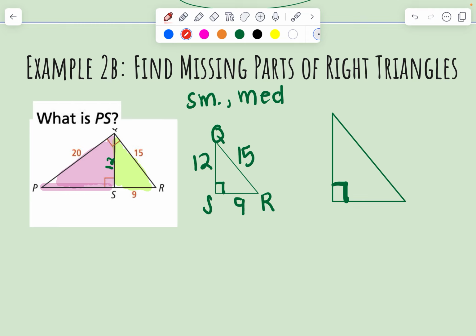Our medium triangle then, the right angle is still at S, but now the shorter side is from S to Q, and the longer side is from Q to P. We know from Q to P is 20. We know from S to Q is 12. They want us to find how far it is from P to S.